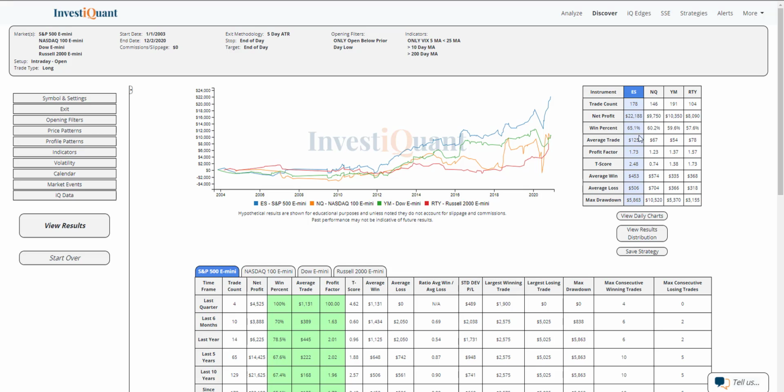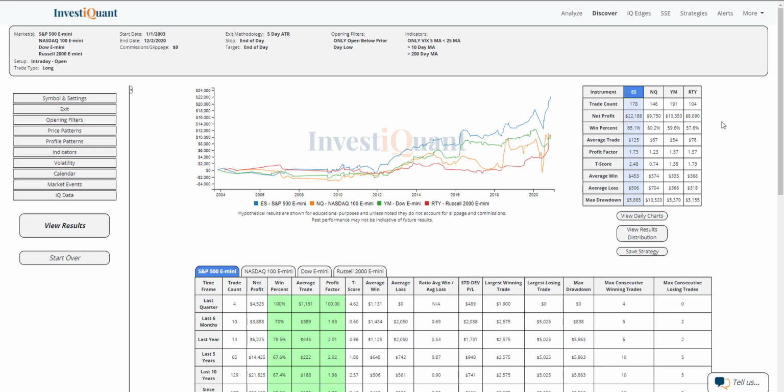But if it does, here are the results on the far right. We've already seen the S&P results: 178 samples, 65% win rate. NASDAQ, similar sample size, 146 samples. The Dow, 191 samples. And the Russell has the fewest at 104, but all of them have a decent sample size. The S&P is the strongest of the group at 65% of these closing above the opening print. The NASDAQ is still favored at 60%, the Dow favored at 60%, and the Russell about 58%. So all 4 of these have leaned towards the long side, and the S&P has been the strongest historically.